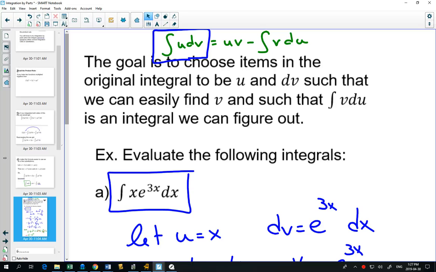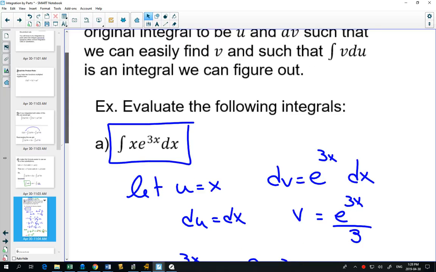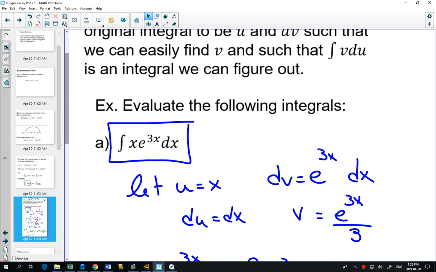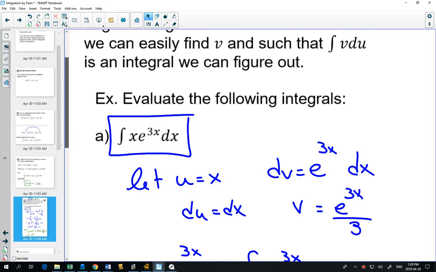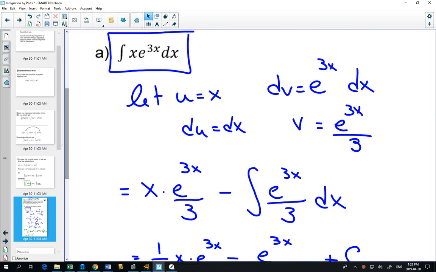So in this case, by making u the x, my du just becomes dx. It gets rid of that x in the front, which was sort of the problem to begin with. And then when I plug it into the formula, now I just have one of those functions present instead of both of them. All right, let's do another example.